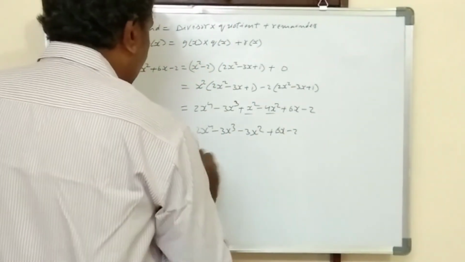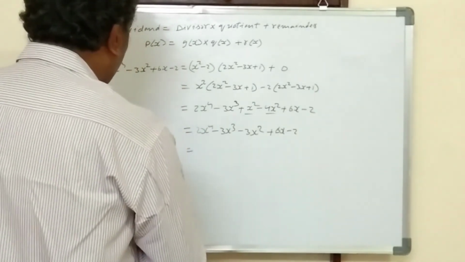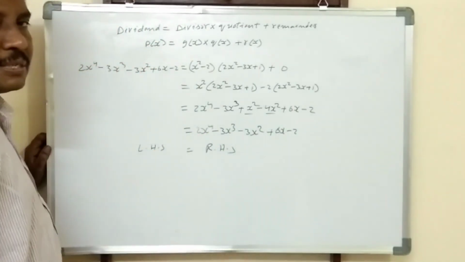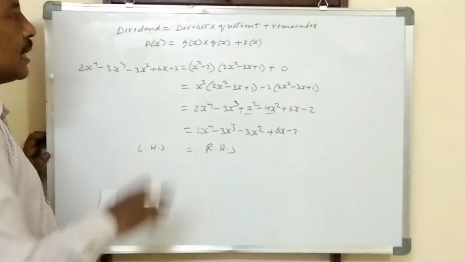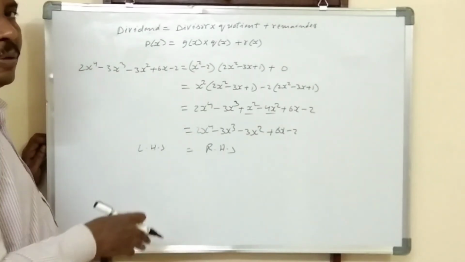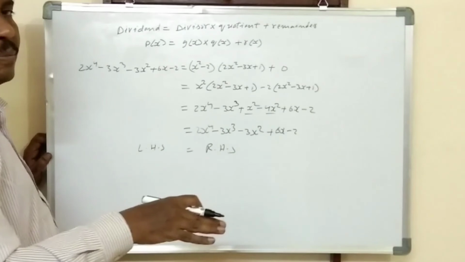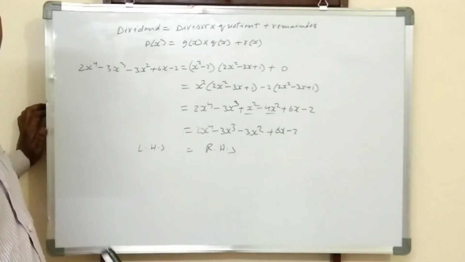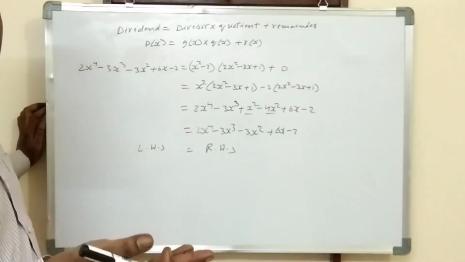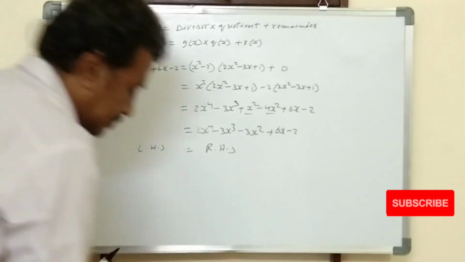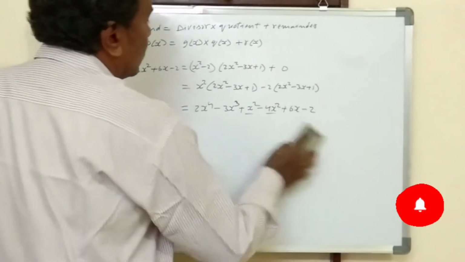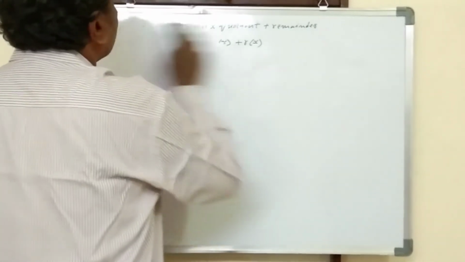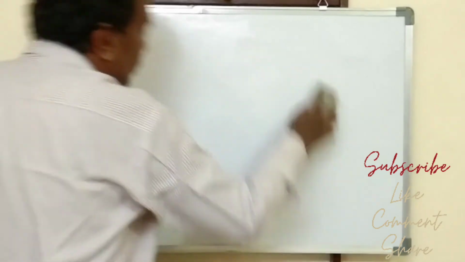So LHS is equal to RHS. Hence verified. Like that, we can divide and verify a polynomial with a binomial, any polynomial containing any number of terms with a binomial. So hope you understood this.